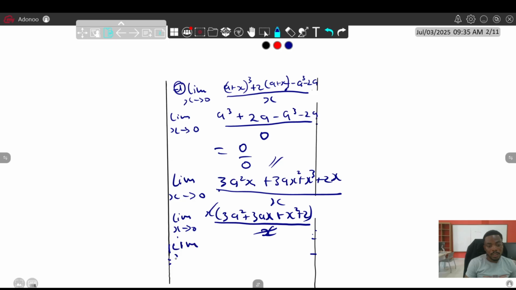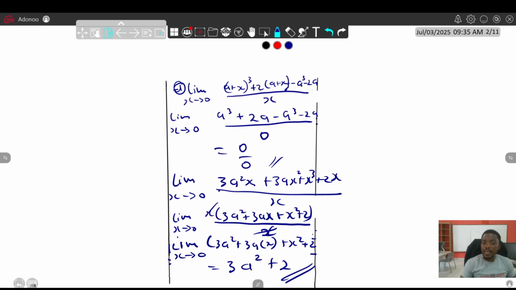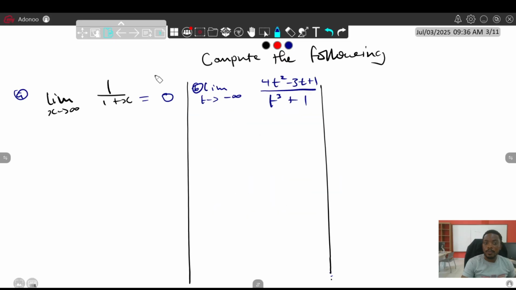So this goes, and then we have the limit as x approaches 0 of 3a squared plus 3ax plus x squared plus 2. And this in turn gives us 3a squared plus 2 after we substitute x to be 0. Okay, so this is the limit. So the limit of this function depends on the actual value of a.